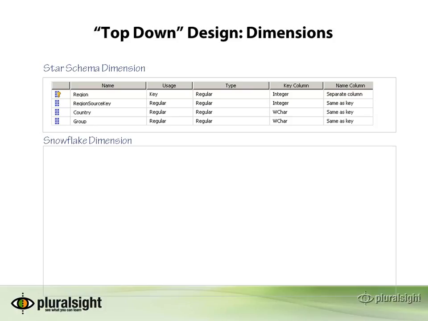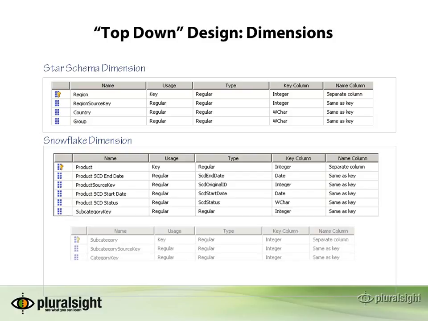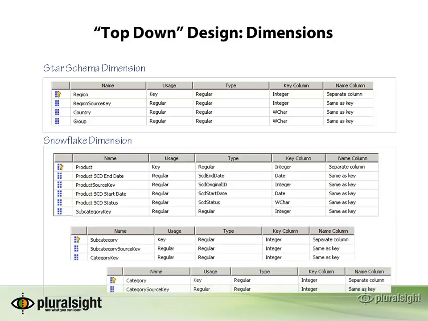The second type of dimension structure that we might use is a snowflake dimension. The snowflake dimension has one table per level. So in this example, we have a product level, a subcategory level, and a category level. Now in the wizard, we set these up as separate dimensions, but that's just a workaround. We won't really use these as separate dimensions in the final version of the database.